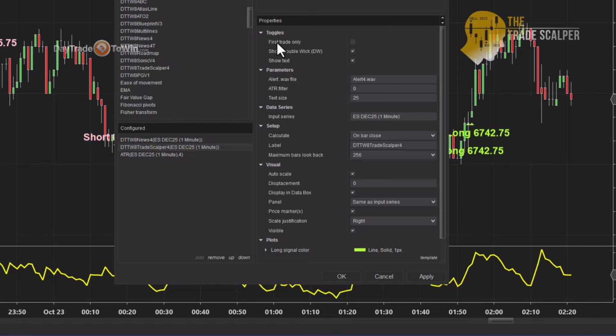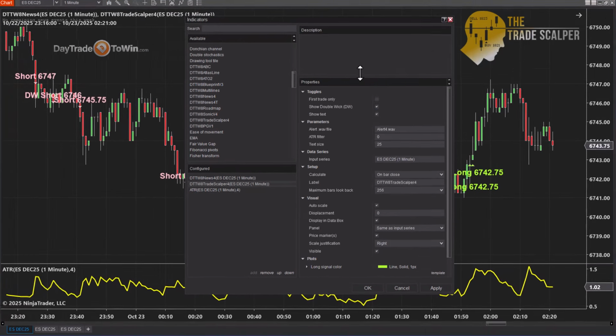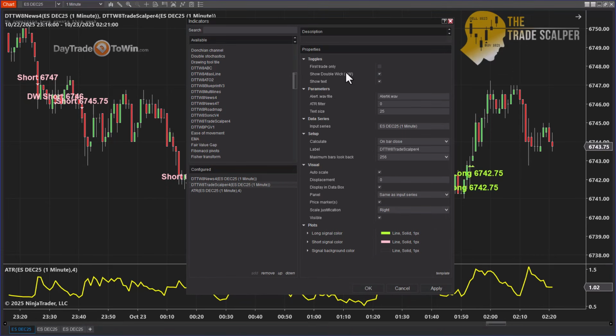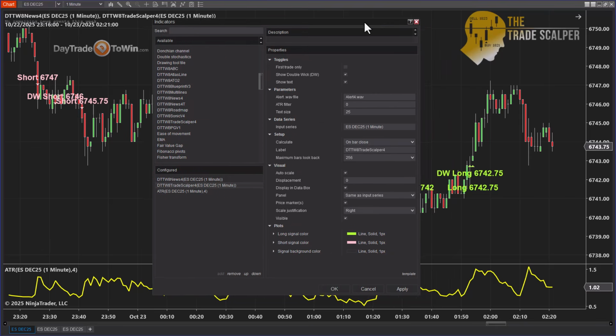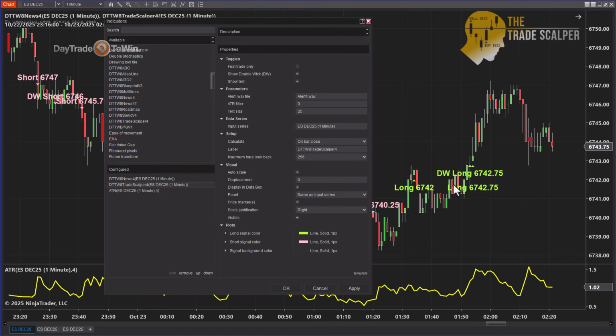When you see this first setting here, first trade only, this basically indicates that you won't see multiple signals in a row. The reason for this is because the Trade Scalper creates two different settings to provide long trades. One is the main signal, the other one is double wick. You can see here that there is a double wick long and a long. That's essentially the same signal to go long. It's just based on different criteria, and therefore, you'll see two signals.